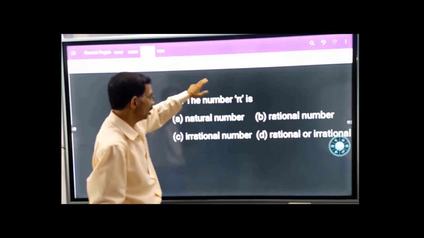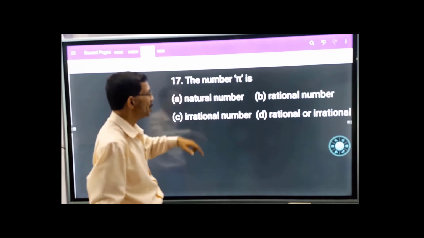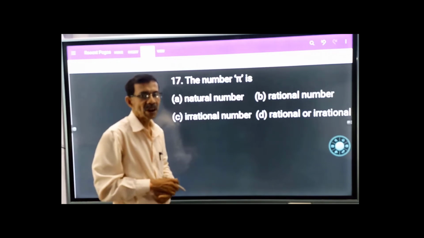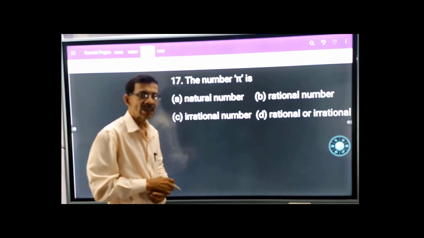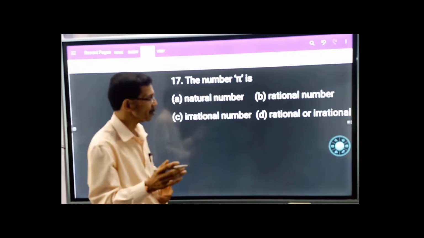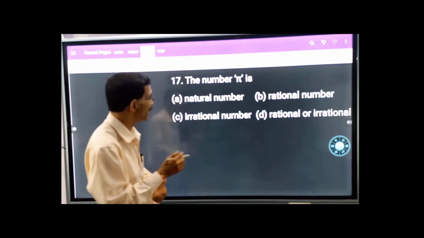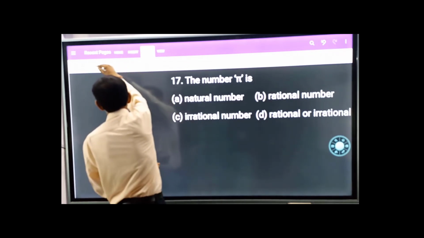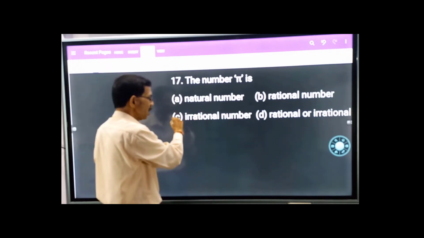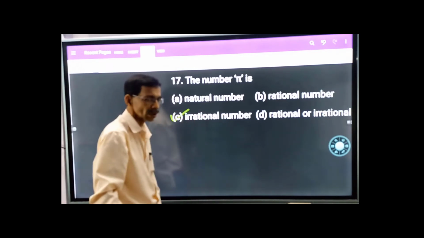Then question is here. The number pi is, as I have already told in the previous discussion, that pi is irrational number because it is unending. It is not ending with some certain decimal points. It is unending. So therefore, the correct answer for this, it is irrational number.